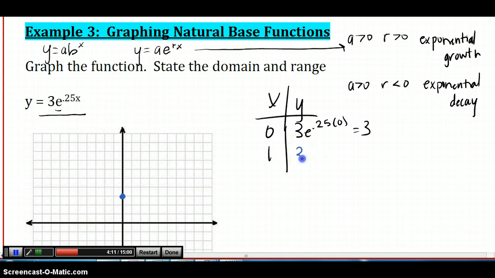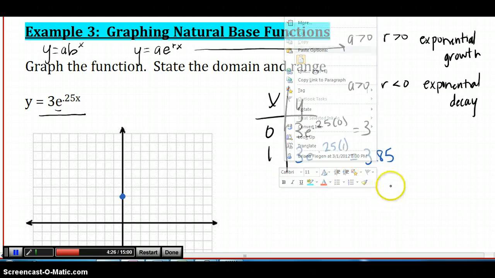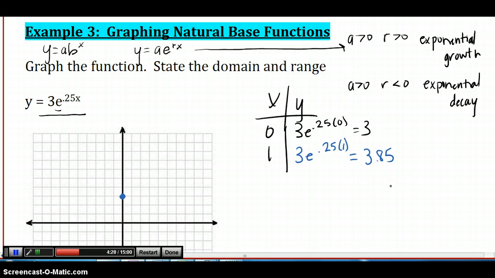Alright, if we plug in 1, we have 3e to the 0.25 times 1, and when you multiply that all out, you get about 3.85. Now you're going to have to round these because I said e is a transcendental number, so it goes on forever and ever and ever, so your answers will do the same, so you just round. To 2 decimal places should be plenty. So you got the second point, 1 and 3.85, so somewhere around here.